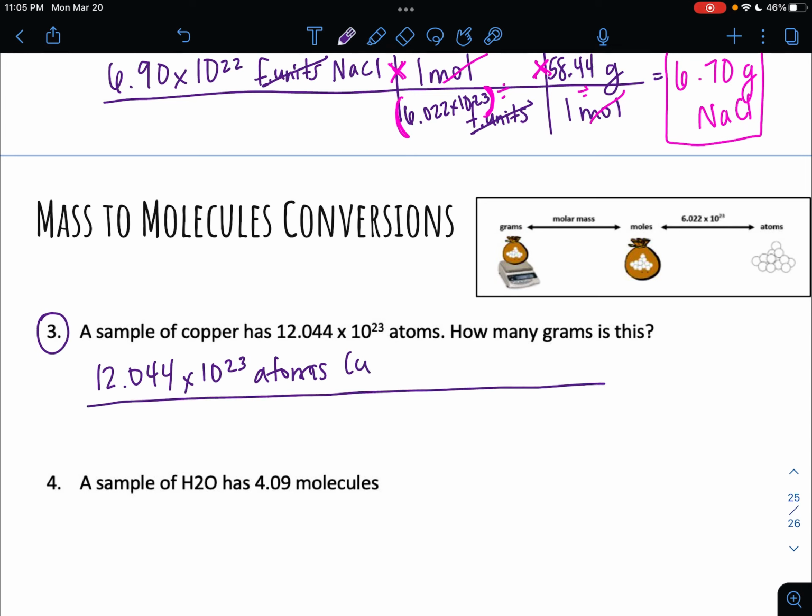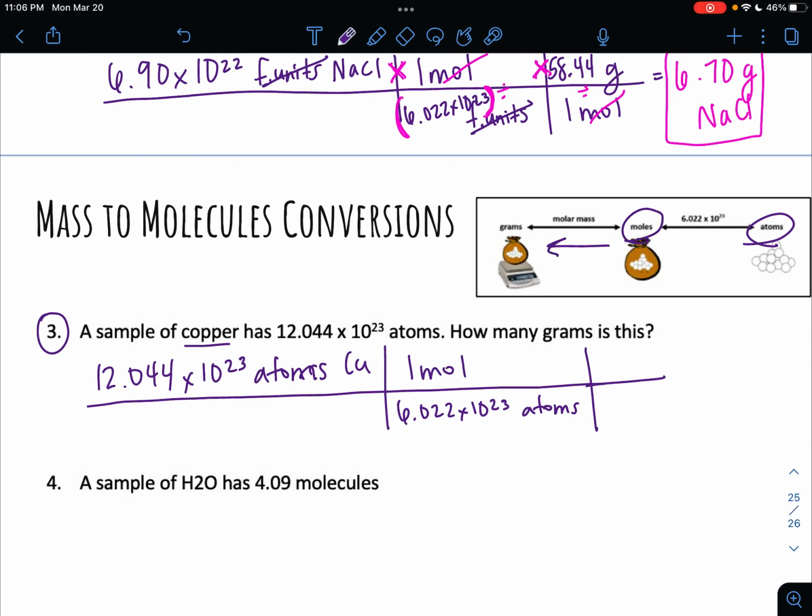And again, this is copper. Remember, I always like to write copper, write whatever it is I'm talking about so I don't forget. If I have atoms on the top, I know I need atoms on the bottom. So that's always going to be this 6.022, and that's always equal to 1 mole.